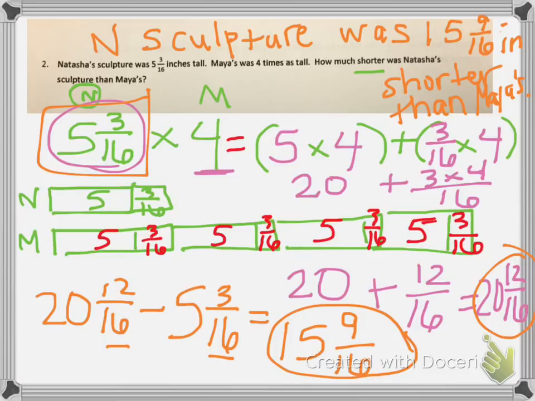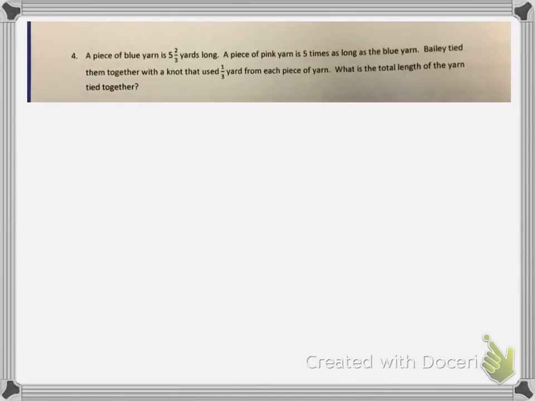This had a lot of steps. First we did the tape diagram. Then we did the distributive property. Then we needed to come down here and do the subtraction problem. So you need to be careful when you're reading these word problems. All right, let's do the next one.